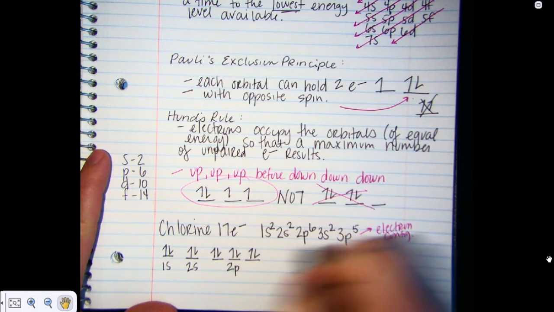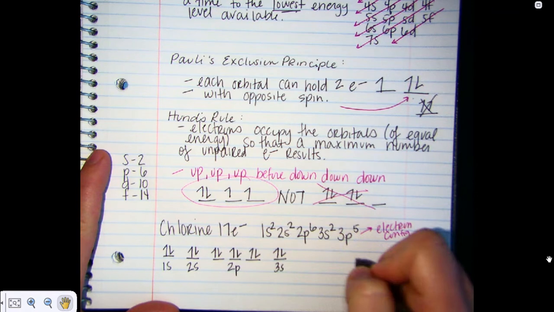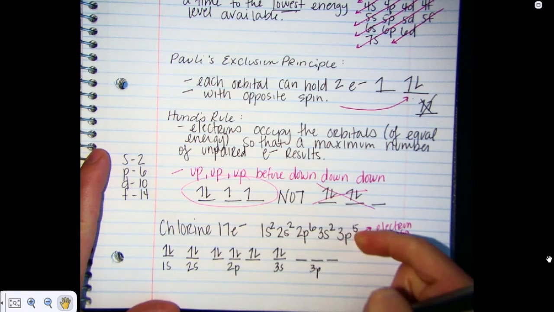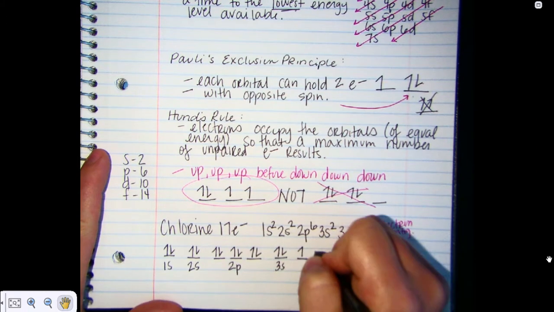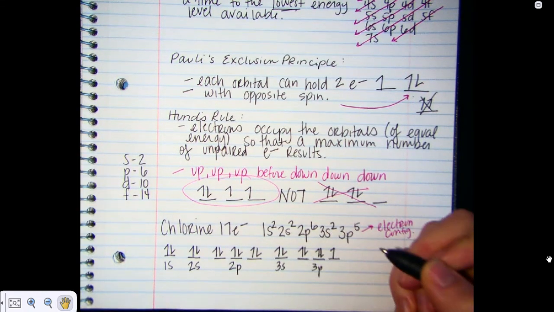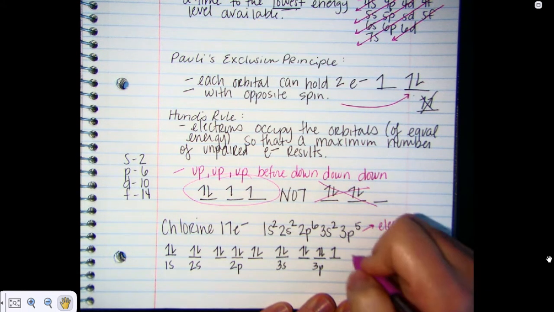Then I'm going to go to 3s, up, down. Then I'm going to go to 3p, 1, 2, 3, 3p. I have 5, up, up, up, that's 3, down, down, that's 2 more, so it's a total of 5. So there's my orbital diagram.